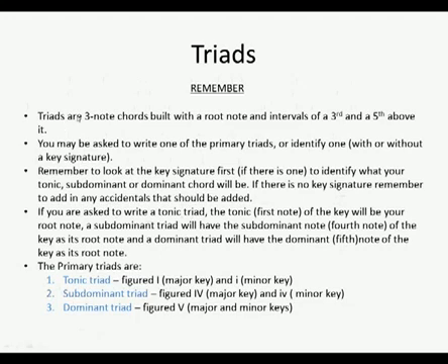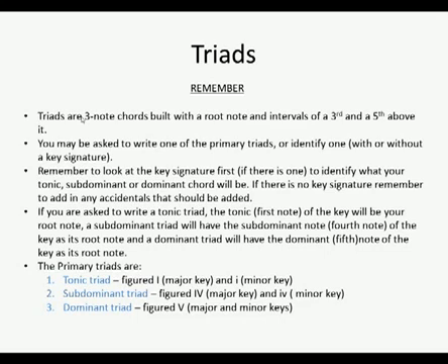Okay, remember, triads are 3 note chords built with a root, which just means the bottom note, and intervals of a third and a fifth above it. You may be asked to write one of the primary triads, which remember were 1, 4, and 5, with or without a key signature. Remember to look at the key signatures first, if there is one, to identify what your tonic, subdominant, or dominant chords will be. If there is no key signature, remember to add in any accidentals that should be added.